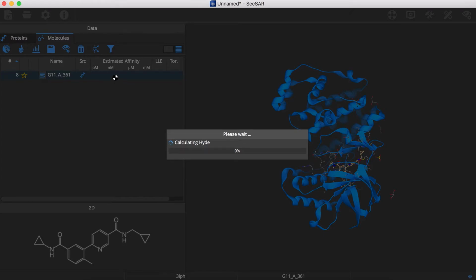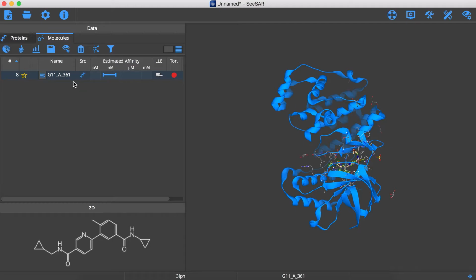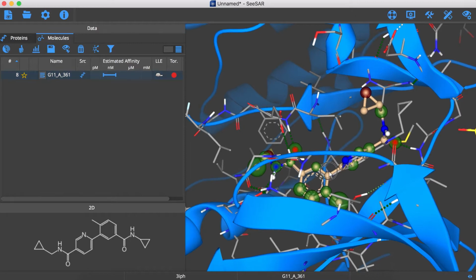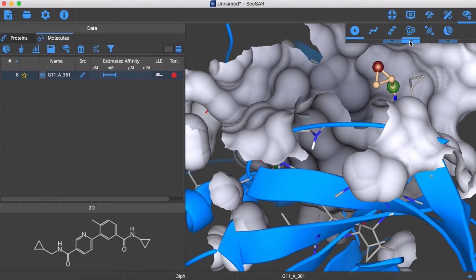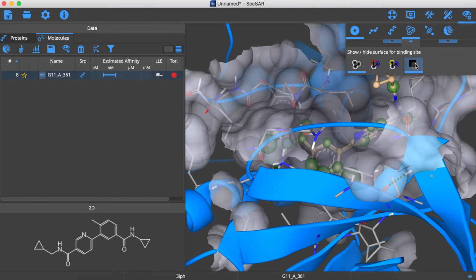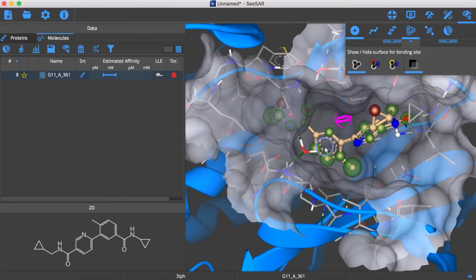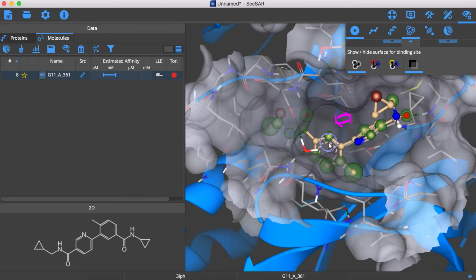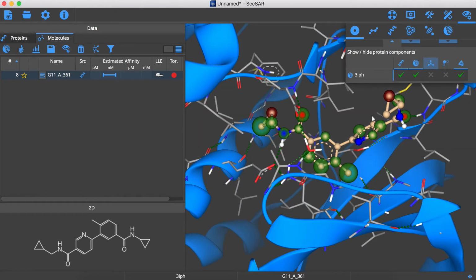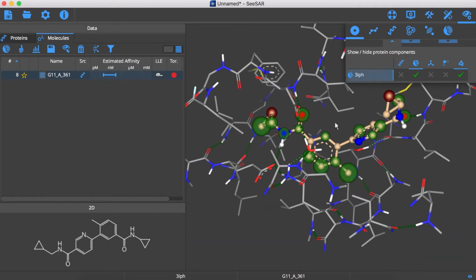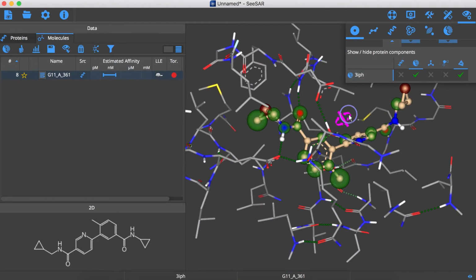As we had seen before, the affinity was in the nanomolar range, which is again in very good agreement with the experiment. And now we can study this molecule in the binding pocket. This is the surface. We can make the surface transparent so we get a better view of the binding pocket. It's a pretty narrow pocket. And let's get rid of the 3D structure. So this is our ligand here.